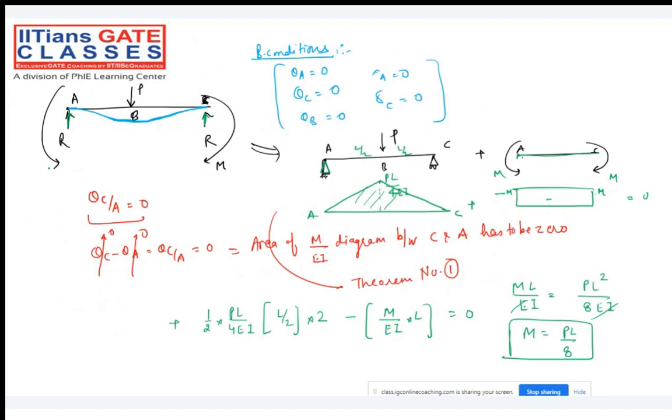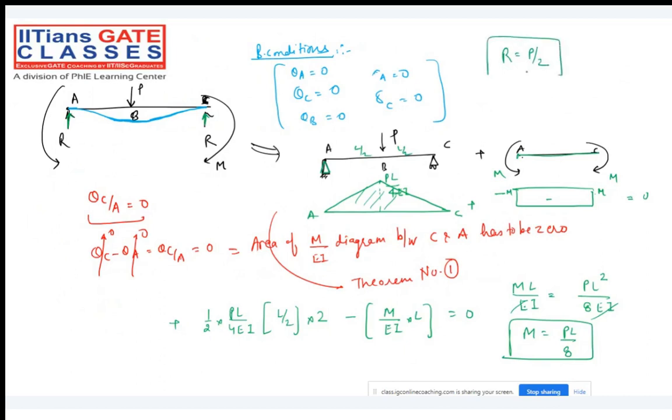Tell me, guys. Yes, correct. So that is the first method, my dear friend. You can get that particular value of M equal to PL by 8. And everybody in the class can very comfortably tell me what the reaction force is: P by 2. Right?